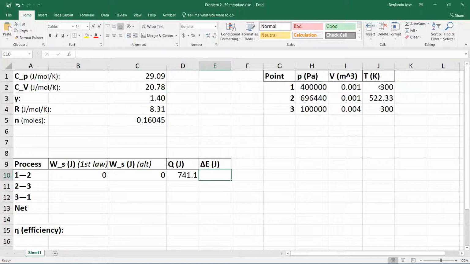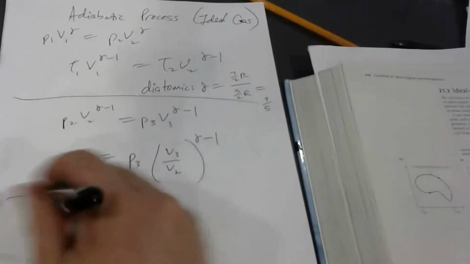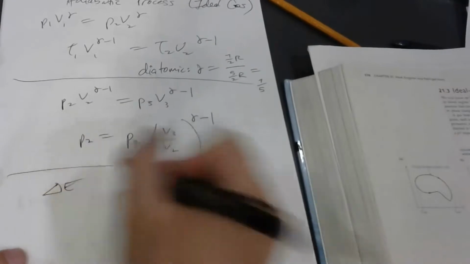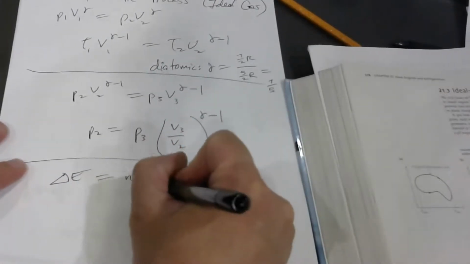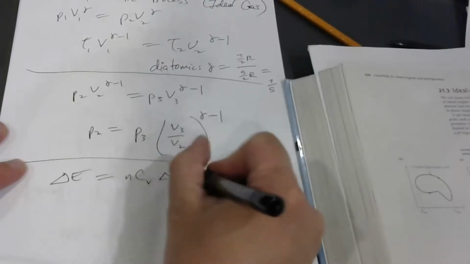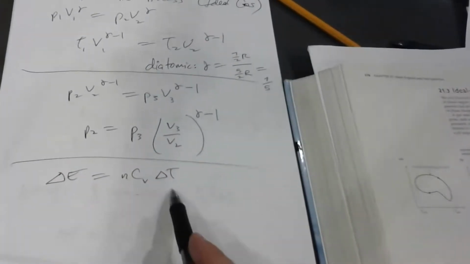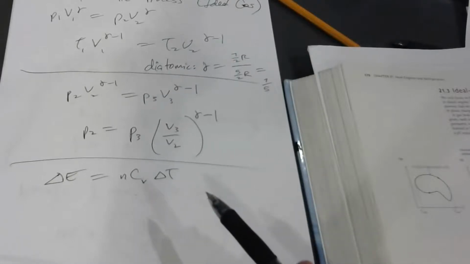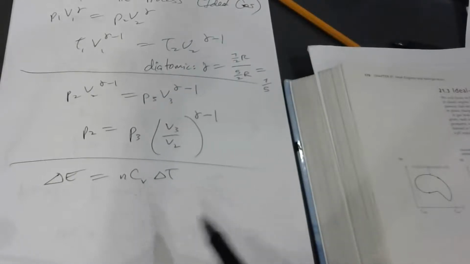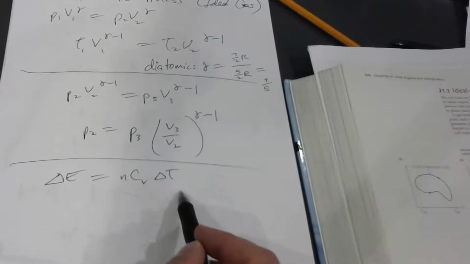Delta E. There's a couple ways you could do this. So let me go back to my notes. You could always use this for an ideal gas. You can say that the change in energy is number of moles, constant volume heat capacity times delta T, because this is true regardless of whether your process was constant volume. But in this case, our process actually was constant volume, and we just used this to find the heat.